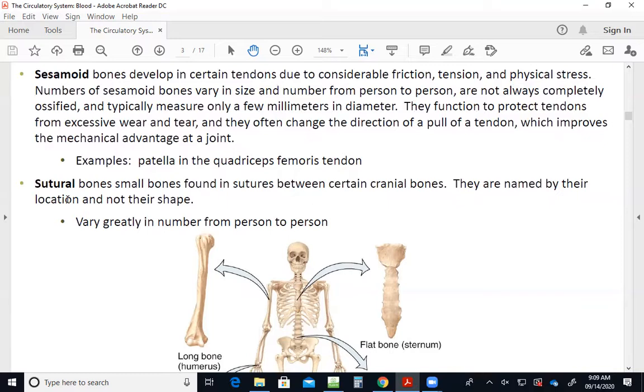Okay? Function of sesamoid bones is to protect tendons from excess wear and tear. They often change the direction of the pull of a tendon, which improves the mechanical advantage of a joint. For most sesamoid bones, like I said, we don't even give them a name. But there is one that we will talk about, your patella, which we commonly just call our kneecap, which is found attached within the quadriceps femoris tendon.